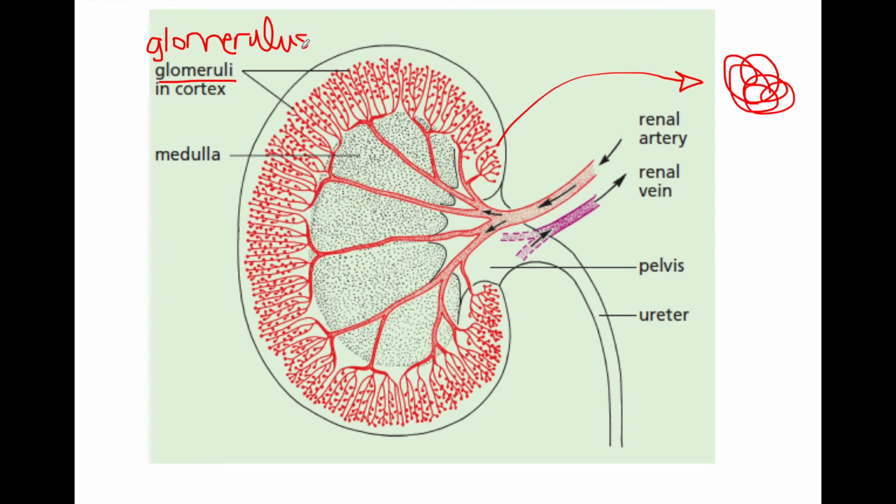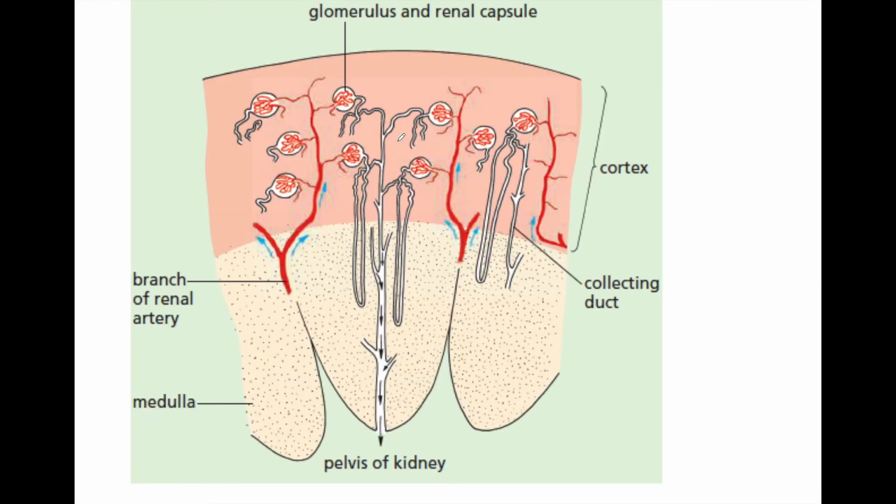Now, if you want to define glomerulus, it is the knot of capillaries that branches out of the renal artery and it's condensed in the cortex. Now, surrounding each glomerulus, this is another figure. This is the renal artery. As we said, it branches into smaller capillaries, and these capillaries form a knot. Surrounding each, and we call this knot glomerulus, surrounding each glomerulus or glomeruli, we have a cup-shaped structure.